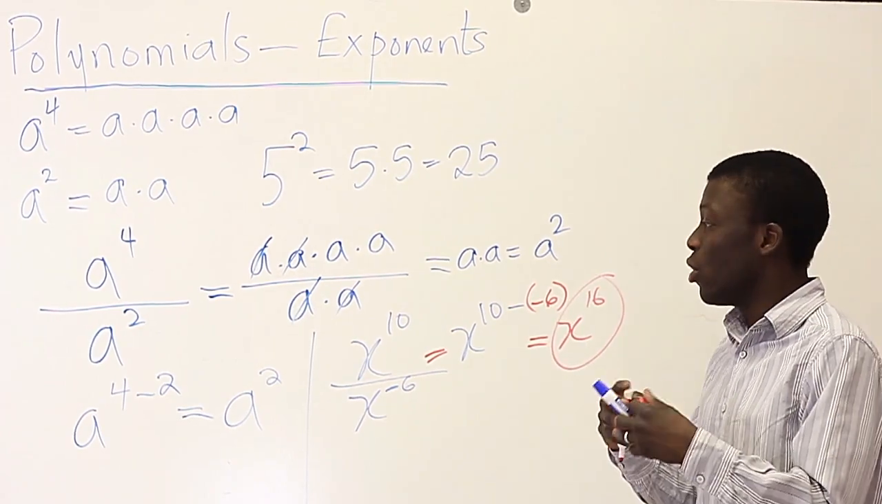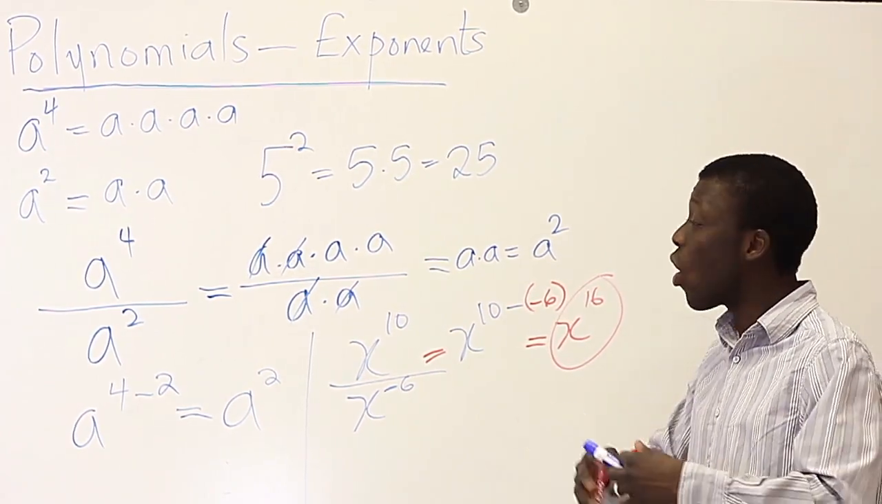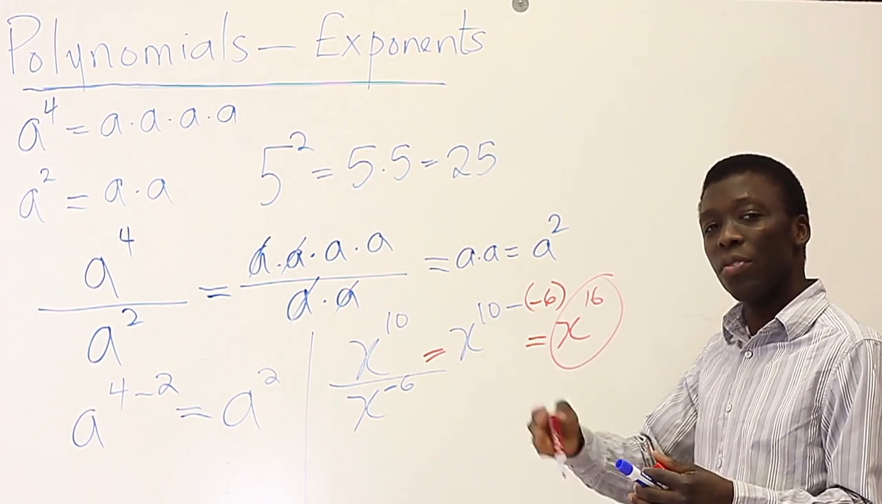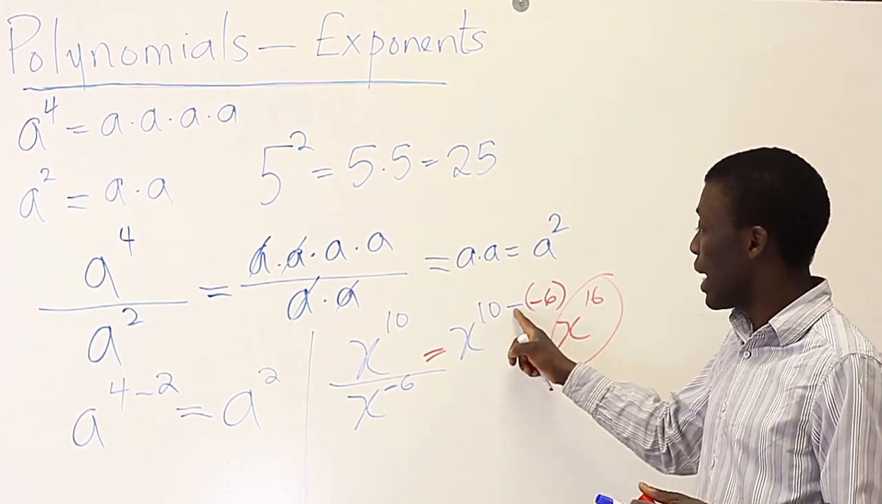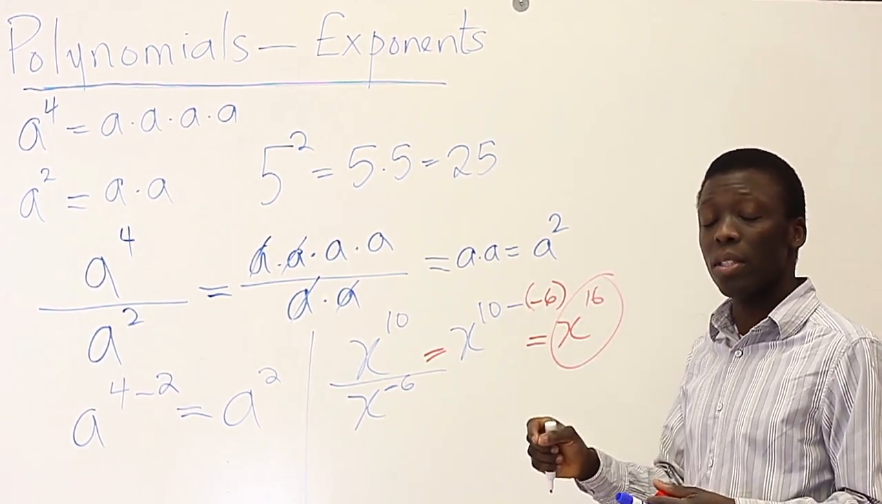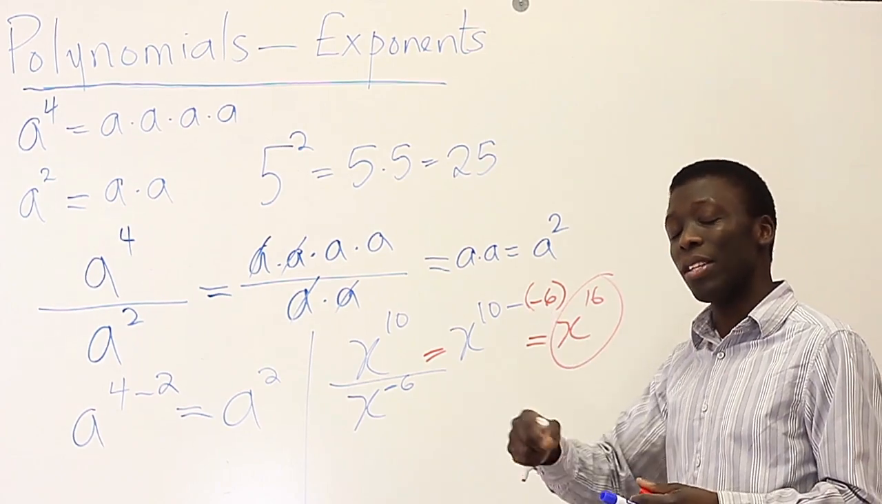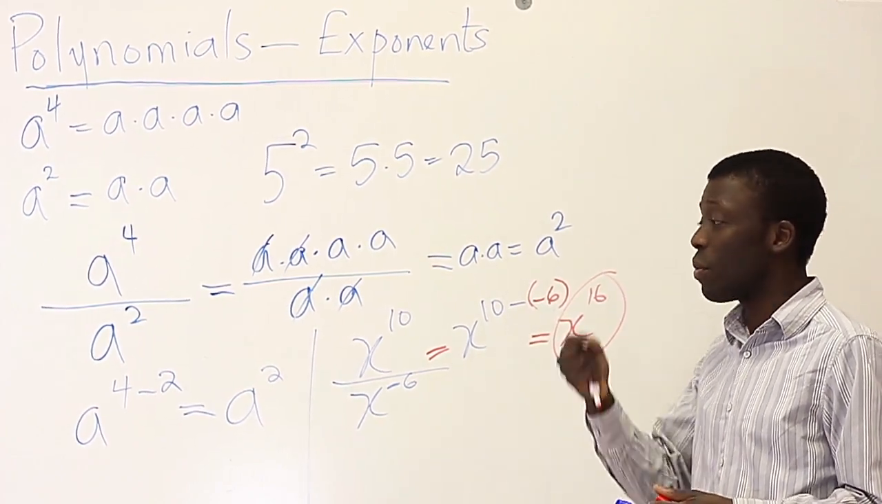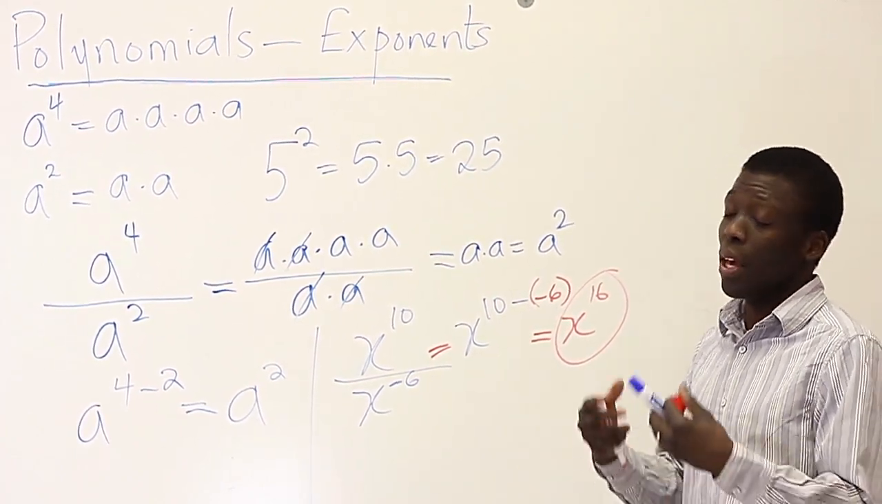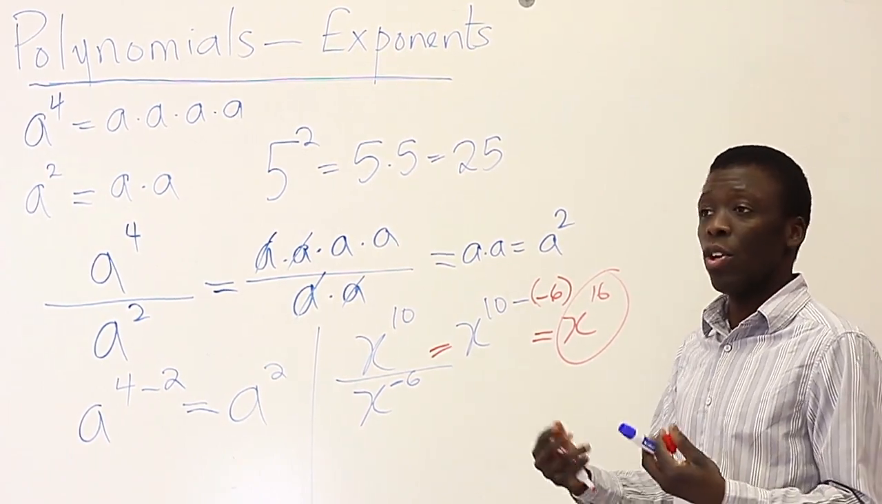So remember, you need to know how to work with integers in all fields of mathematics. Go back and review your integers if you need to. But when a negative multiplies a negative, you get a positive. When a negative multiplies a positive, you get a negative. When a positive multiplies a positive, you get a positive. When a positive multiplies a negative, you get a negative.